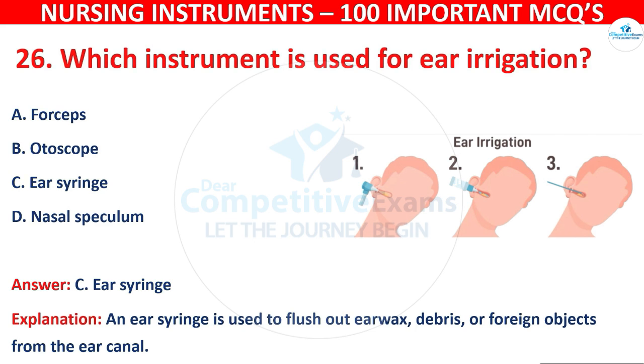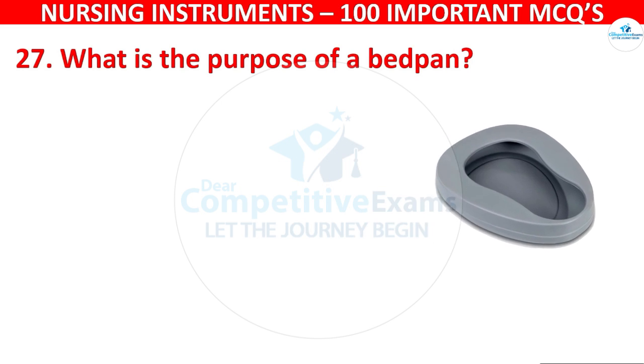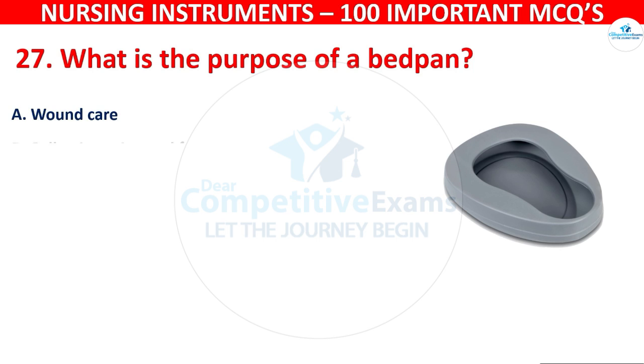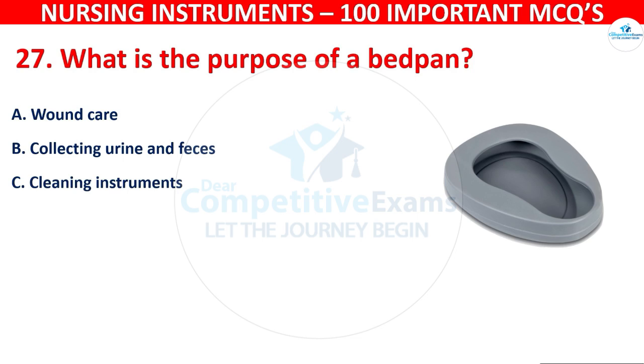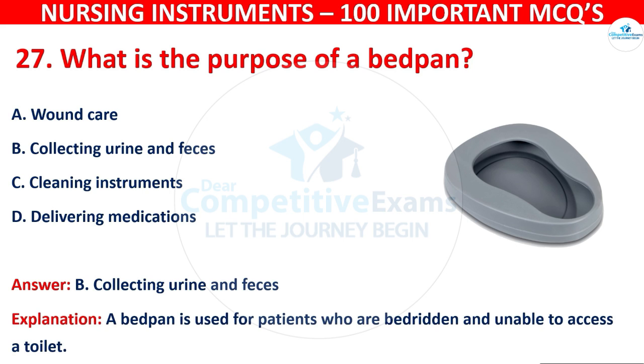Question number 27. What is the purpose of a bedpan? Your options are wound care, collecting urine and feces, cleaning instruments, or delivering medications. The correct answer is B, that is collecting urine and feces. A bedpan is used for patients who are bedridden and unable to access a toilet.